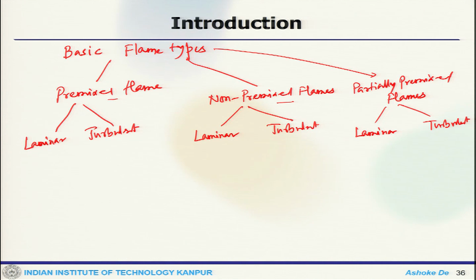Apart from this classification, there could be some other flames like triple flames and edge flames. So, these are some of the other information one can have regarding flame classification.